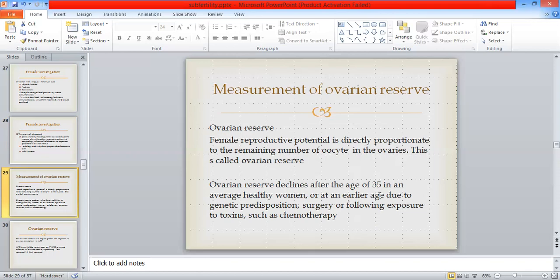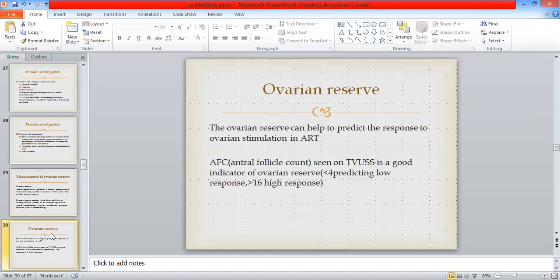Ovarian reserve declines after the age of 35 in an average healthy woman, and at an earlier age due to genetic predisposition, surgery, or following exposure to toxins such as chemotherapy. The oocytes are destroyed in the patient earlier. Ovarian reserve can help to predict the response to ovarian stimulation in assisted reproductive technique. ART is basically assisted reproductive technique. If the patient is having good ovarian reserve, they respond well to ART. If the patient is having less ovarian reserve, meaning fewer oocytes, there is poor response to assisted reproductive technique.